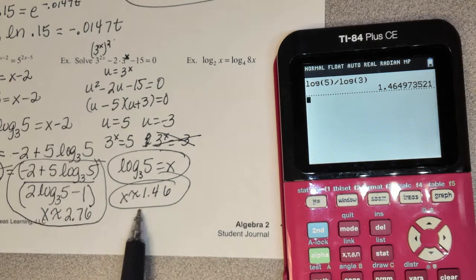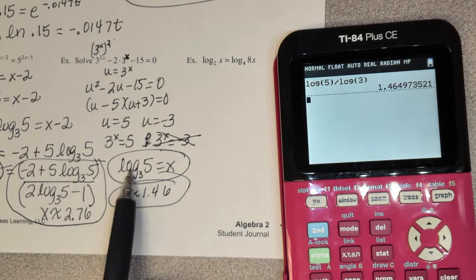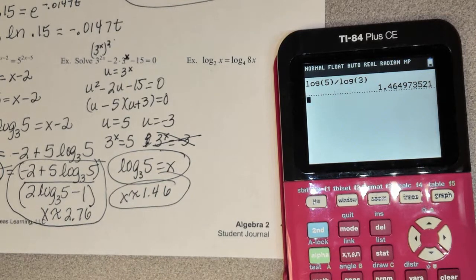So in big ideas, they're going to want that: 1.46. I wish they would change it so you did exacts. I like exact a lot better, but that's okay.